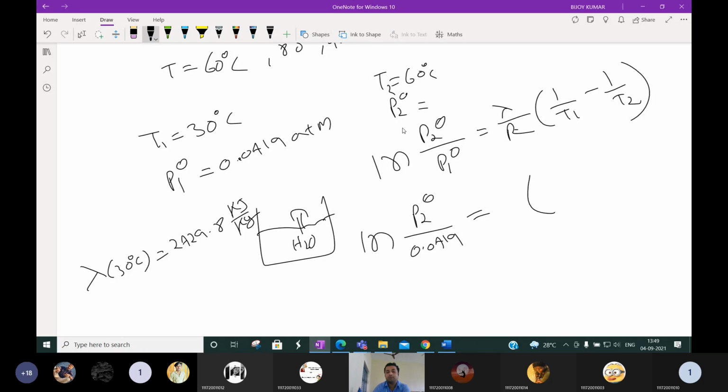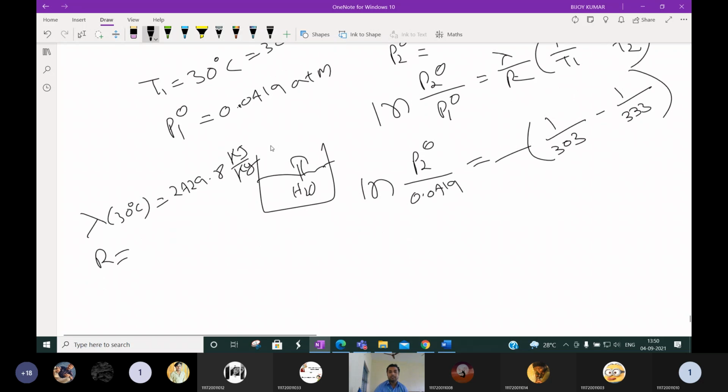Now 1 by T1. T1 is in degrees Celsius, so we have to convert into Kelvin: 303 Kelvin. So 1 by 303 Kelvin minus 1 by T2, where T2 is 60 degrees centigrade, so 333 Kelvin. This is the lambda value. What will be the R value? Here the unit is kilojoule per kg.